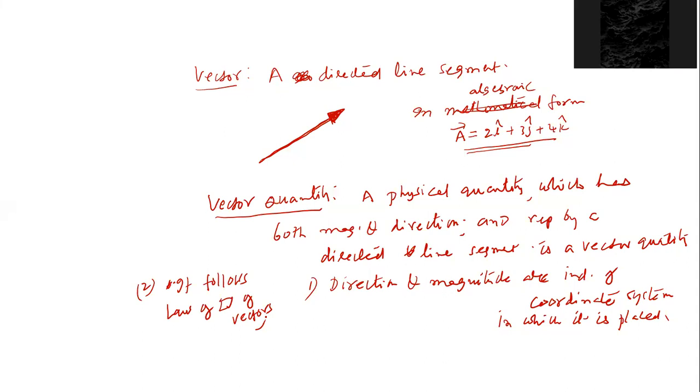Sir, what is the magnitude and direction and represented by? A directed line segment. Okay. Which is represented by, you can write.